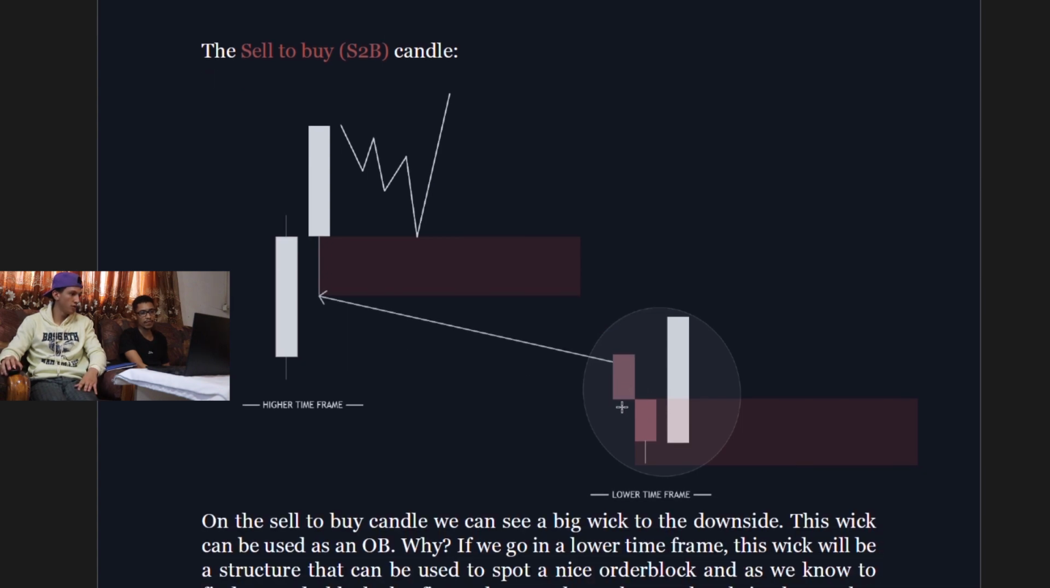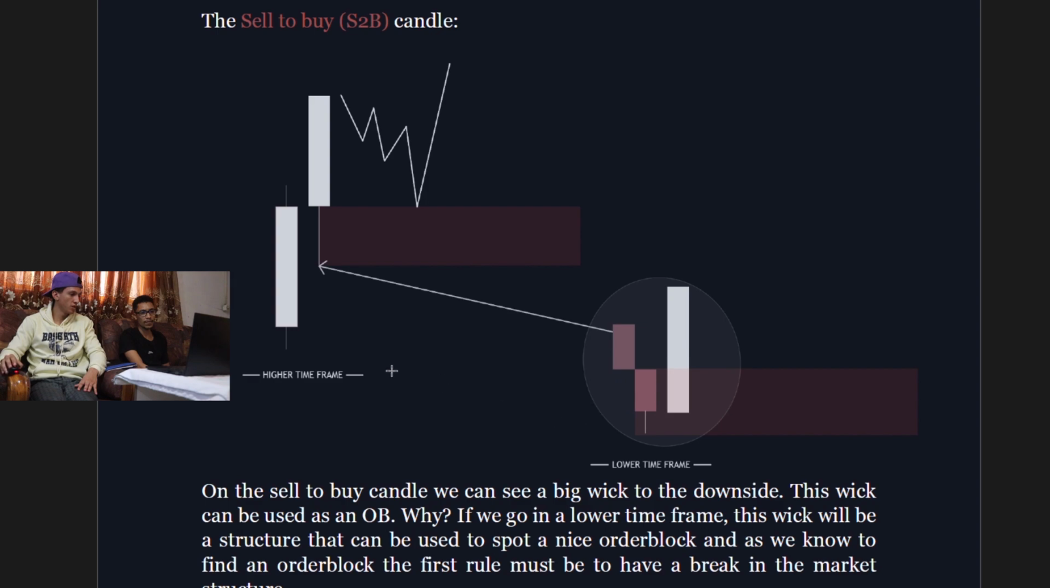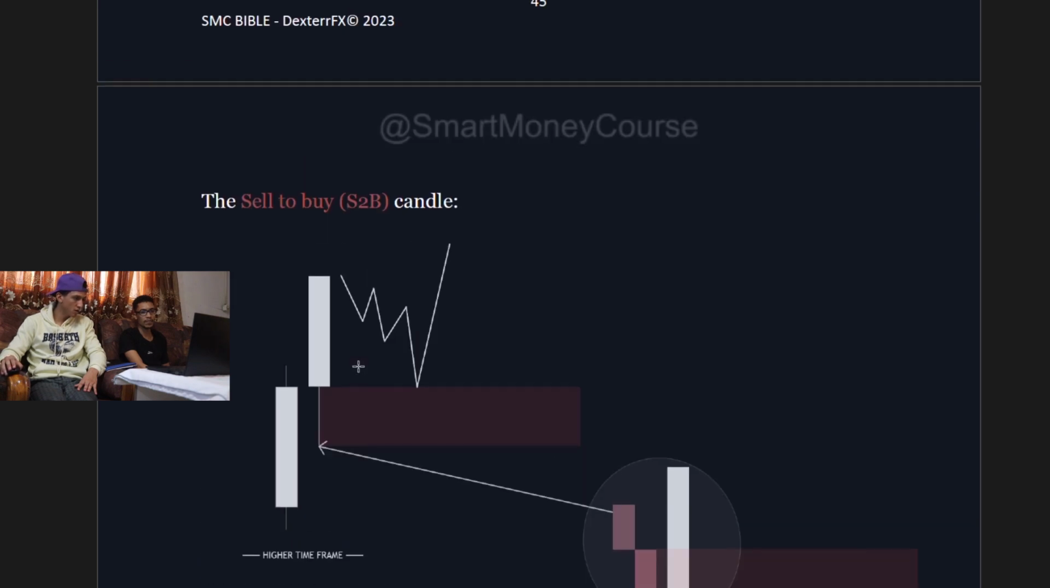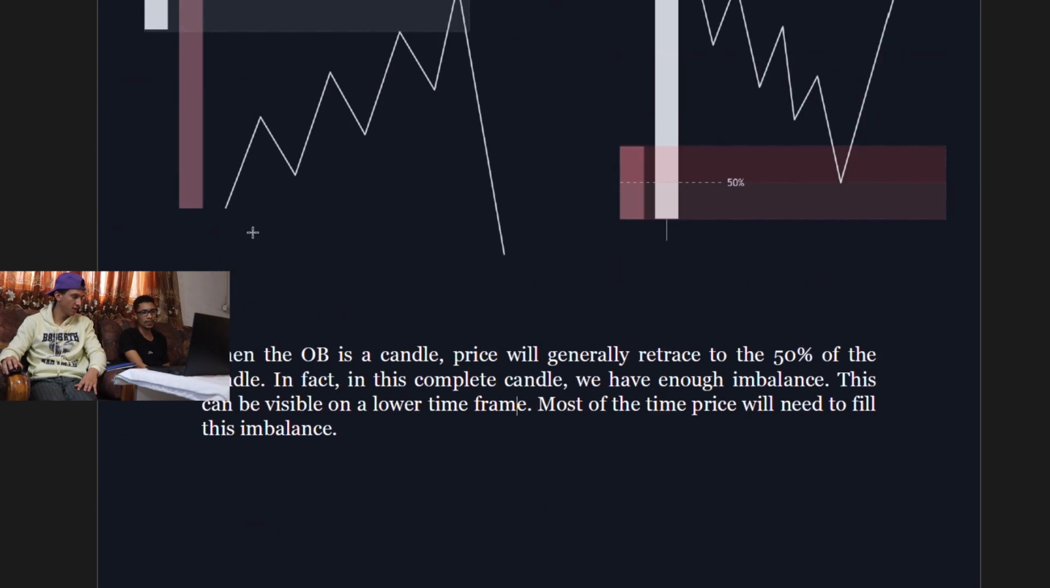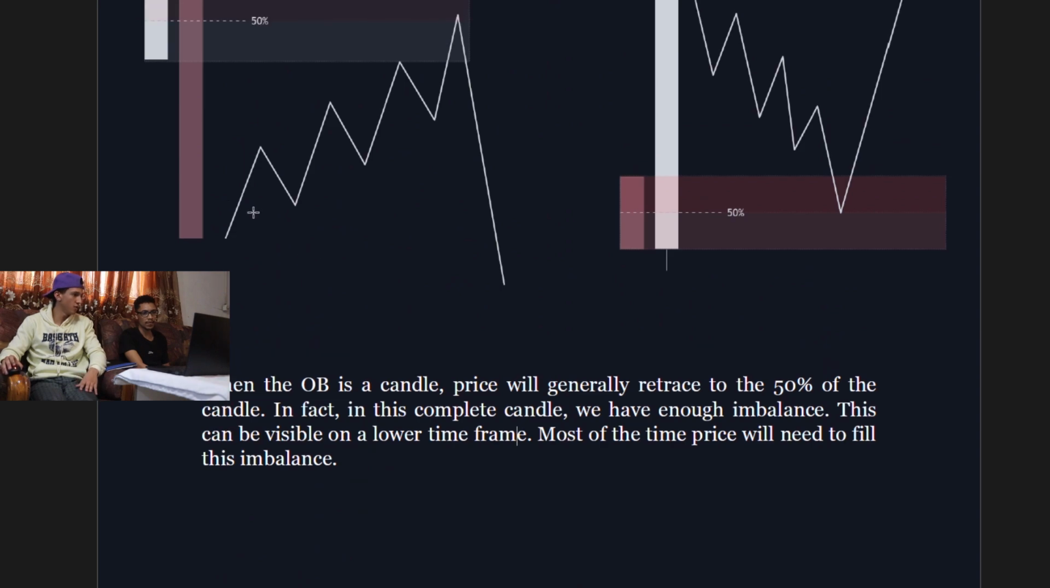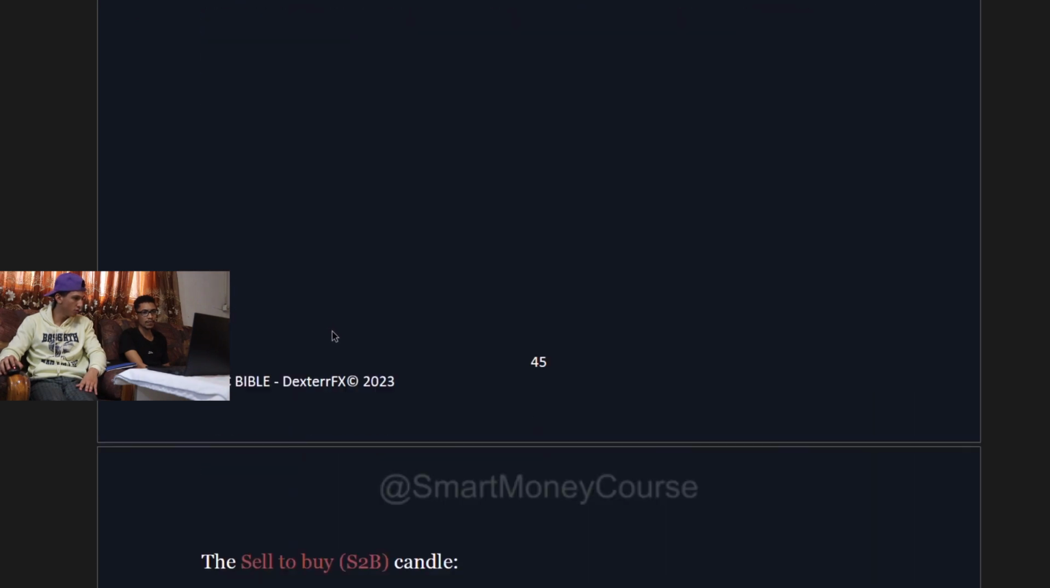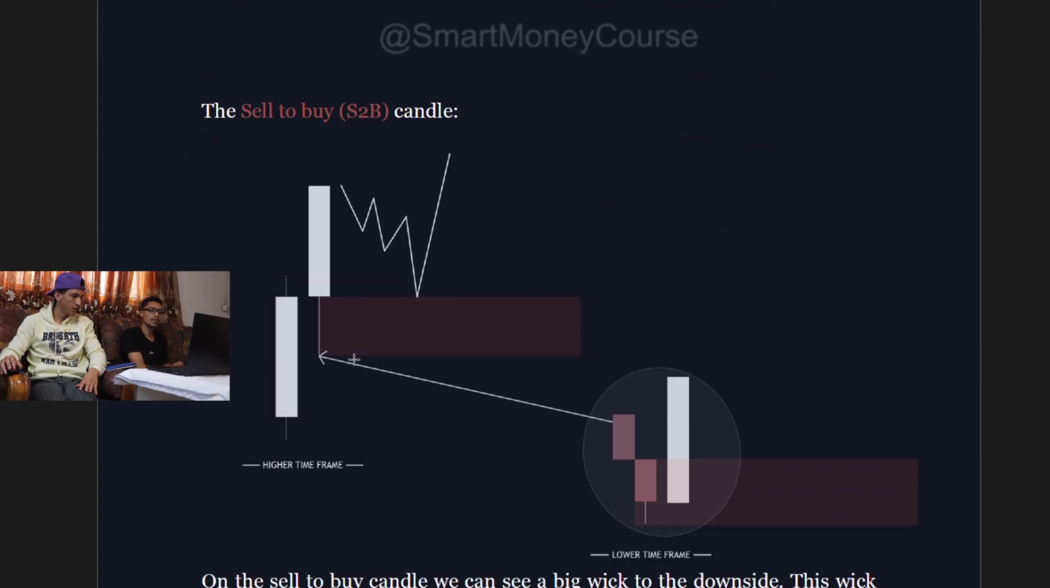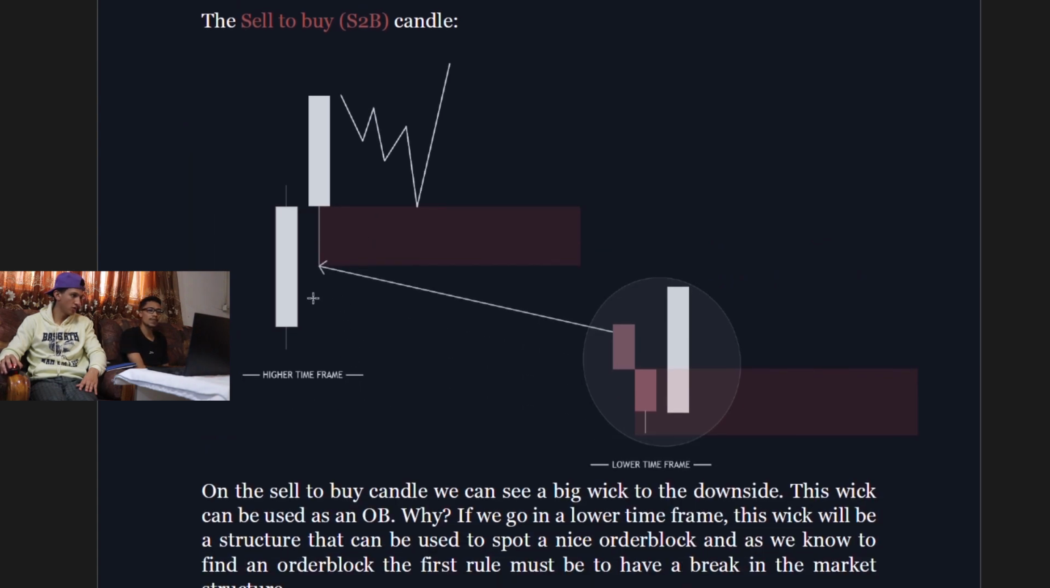So the sell to buy, which is the S to B candle, is a different type of candle. I don't think we covered the sell to buy when we did the engulfing one. So that's what a sell to buy candle looks like. We have a middle wick and we have another wick. Basically this is two green candles in an uptrend in the market.